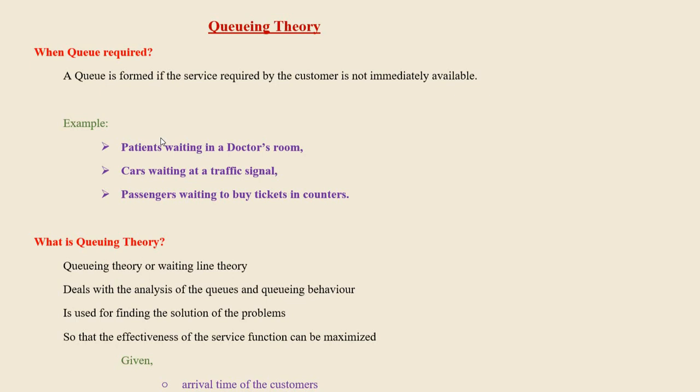A queue is formed when the service required by the customer is not immediately available. That is, the service provider is busy, so you have to wait for some time to get the service from the corresponding server. And what is queuing theory?